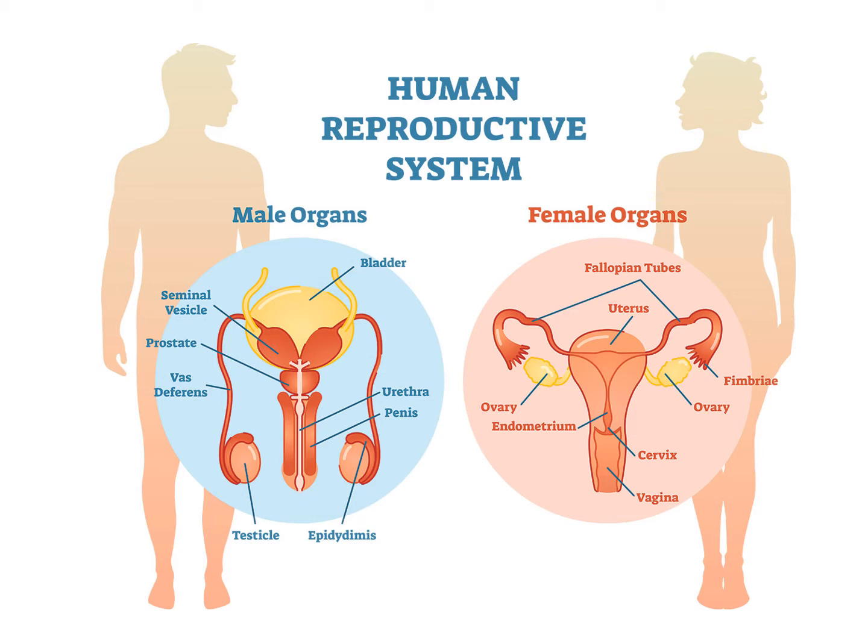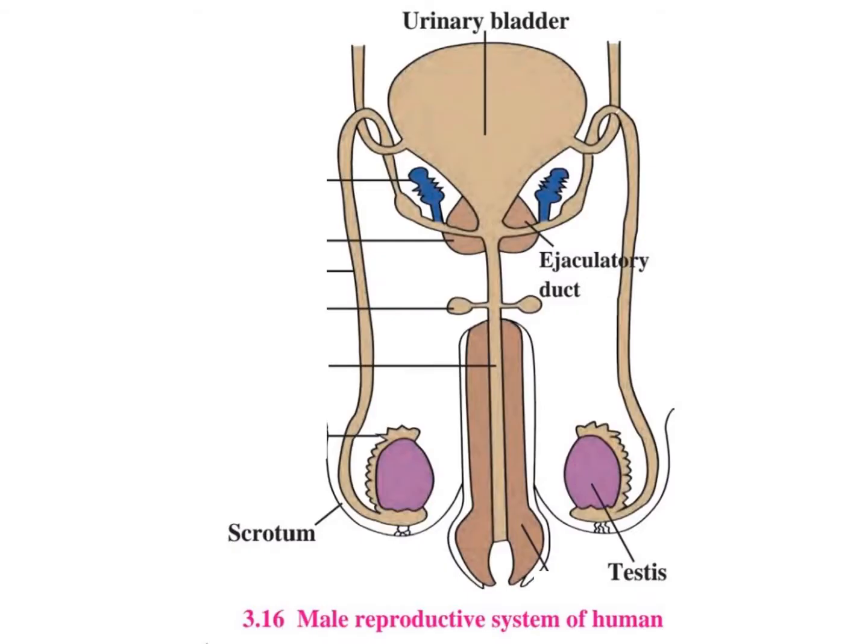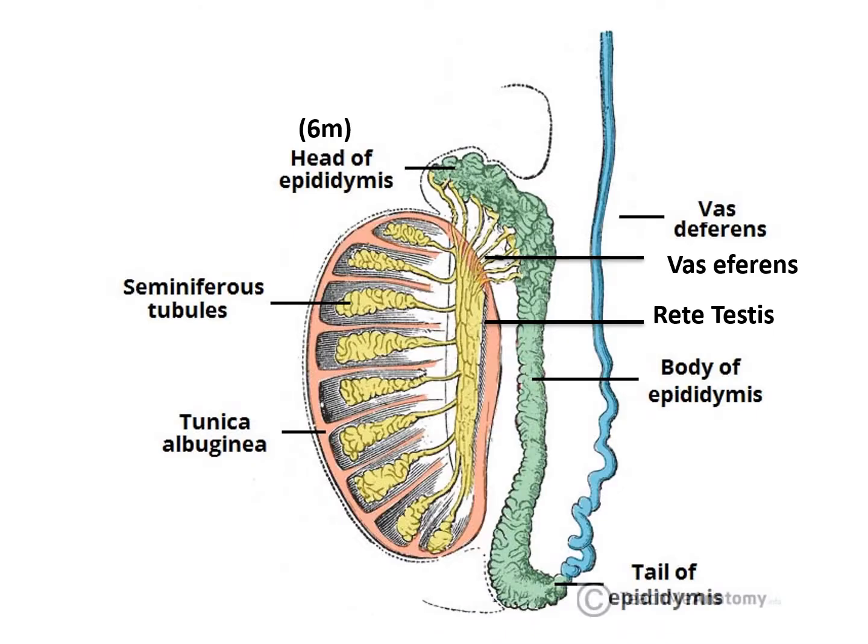Now, we will begin by learning the male reproductive system. The male reproductive system consists of the testis, which is present in the scrotum outside the abdominal cavity. The testis consists of numerous seminiferous tubules. The germinal epithelium that is present in the tubule divides by meiosis and produces sperms in it.